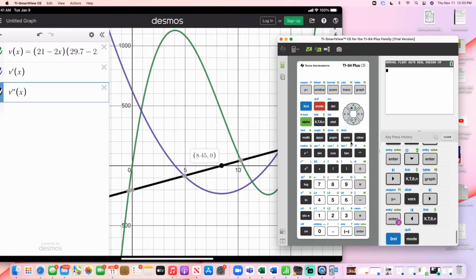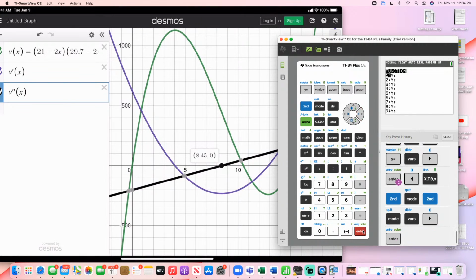There are 3 ways to do it. I'm going to show you the first way, which is here. You're going to do it outside the screen. So you're going to do second quit, and go outside the calculator screen. And when you go outside the calculator screen, you just click vars, yvars, function, y1, and just put parenthesis 2, just like math notation. Boom.